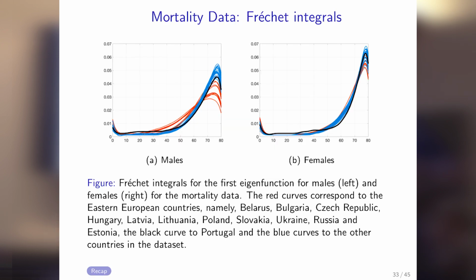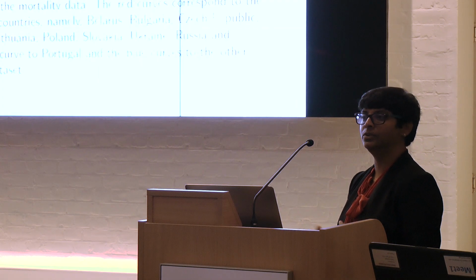So we go back to the mortality data where we had samples of time-varying distributions for many, many countries, and we constructed the Fréchet integrals, and each of them is a density. The blue ones here correspond to the non-Eastern European countries, and the red ones correspond to the Eastern European countries. So we see that for the males, there is a clear difference in how the Fréchet integrals look. And the black curve here is Portugal, which kind of stands out even amongst the blue curves.